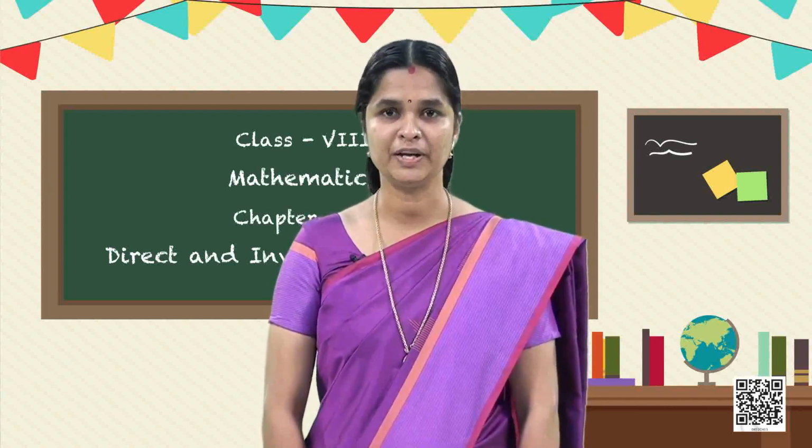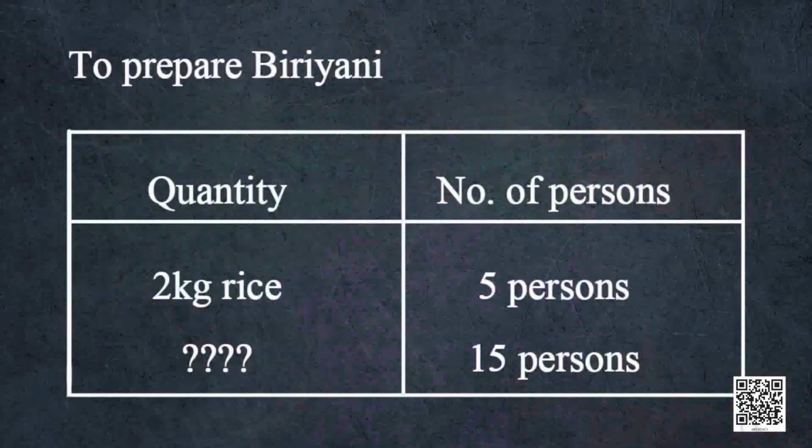Kalam needs 2 kg rice to prepare biryani for 5 persons. What will be the quantity of rice that he needs to prepare biryani for 15 persons? Even here, you can see that we have to take more quantity of rice as the number of people increases. That is, both the quantities increase or decrease together. Is this the case always? Let us check. Here is another situation for you.